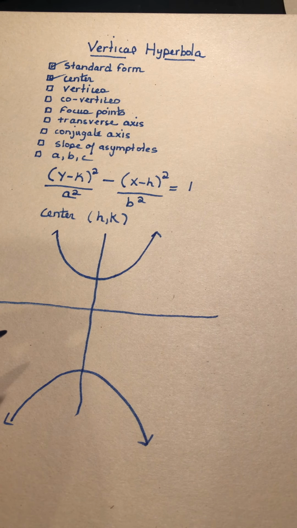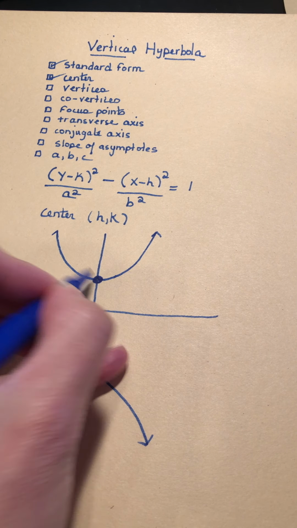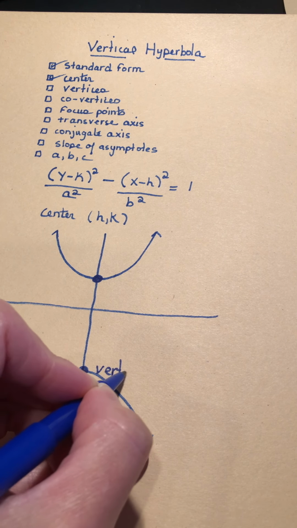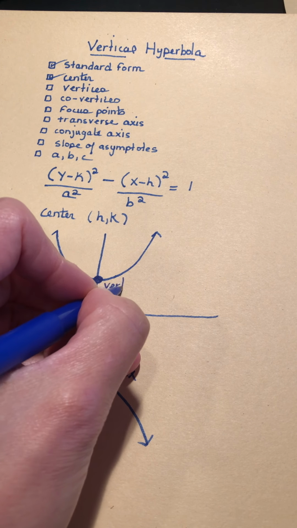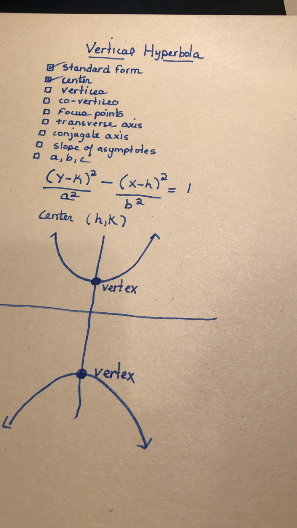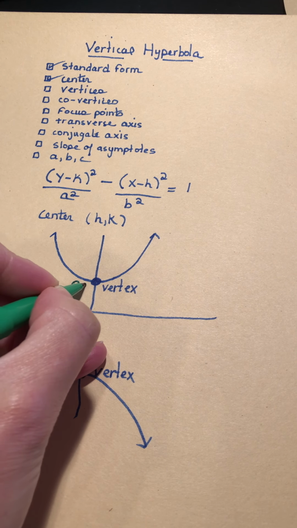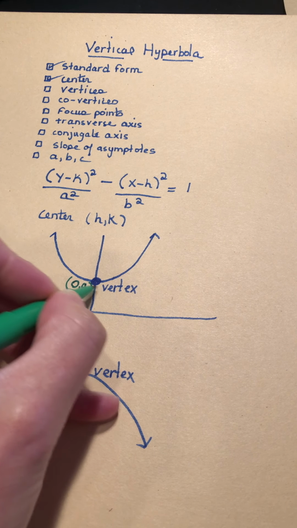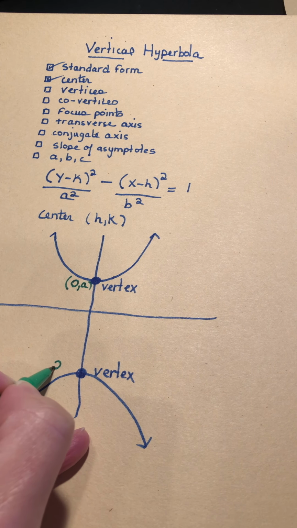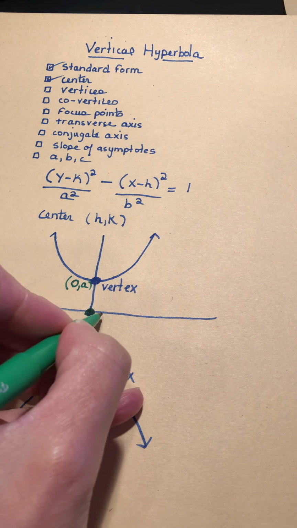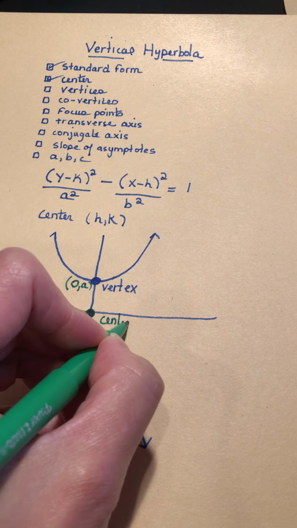And many of the same points apply. So here and here, this is going to be a vertex. This is going to be a vertex. And you may have guessed that the letters are going to be the same letters. So to indicate a vertex, this is going to be the point 0, A, right? Because A is always talking about the vertex. This is going to be the point 0, negative A, all right? Then you may have also guessed that here's my center. Now this is clearly not drawn to scale. That's HK.